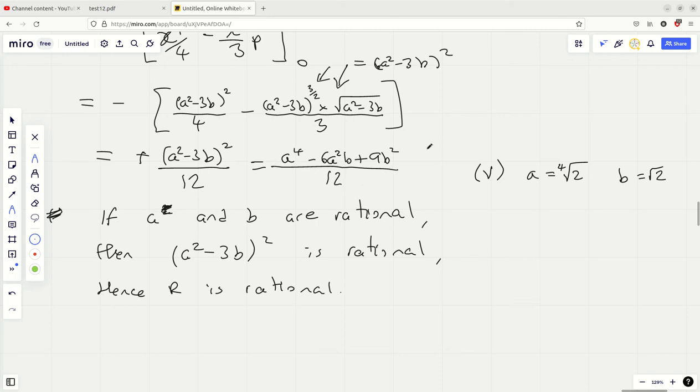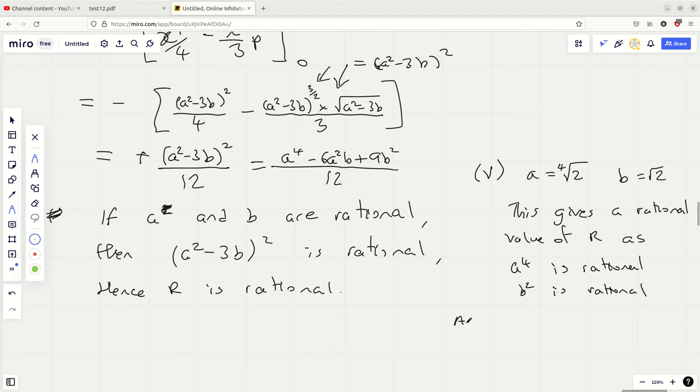Well, if you think about it, if you let a be the 4th root of 2, then after you square it, you've got the square root of 2 here times the square root of 2, and then R is rational still. This gives a rational value of R, as a to the 4 is rational, b squared is clearly rational, and this was the stumbling block, 6a squared b is rational too. And so, yes, it is possible.